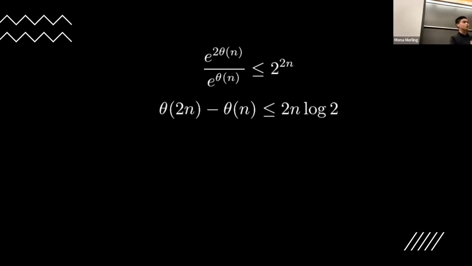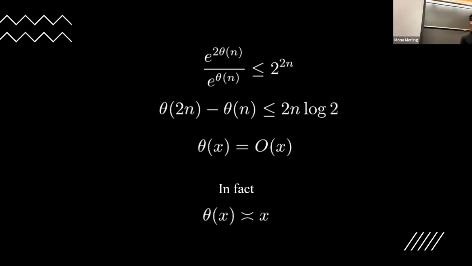And if we take the logarithm, we get theta of 2n minus theta of n is less than or equal to 2n times log 2. This here is a linear term, which means that theta of x is upper bounded by x times some constant. In a similar way, we could use the same approach to create a lower bound. And in fact, this shows that theta of x is asymptotically similar to x.